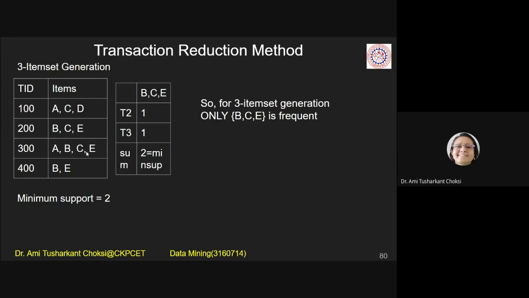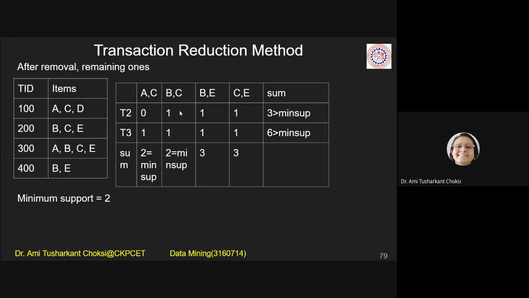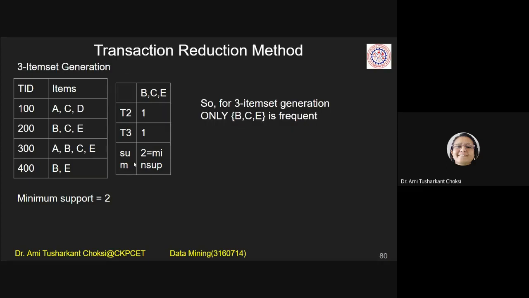BCE, can it be there? Let us check the subsets. BC, BE and CE, right? Let's check it out. BC is that? Yes. BE is that? Yes. CE is that? Yes. Right? So, what do we say is BCE can be frequent. Right? So, let us put that here.